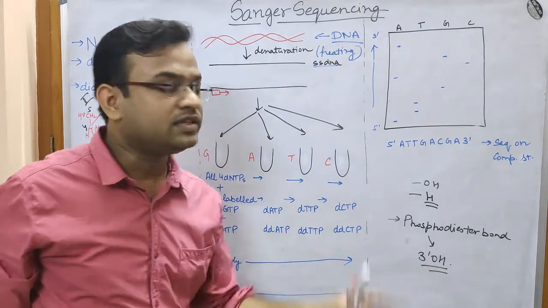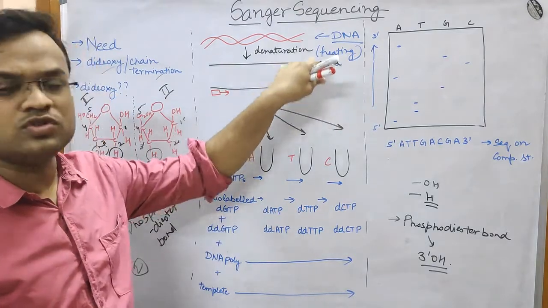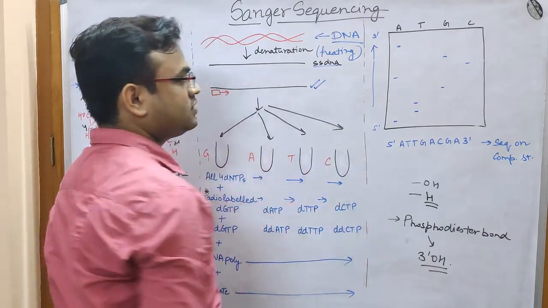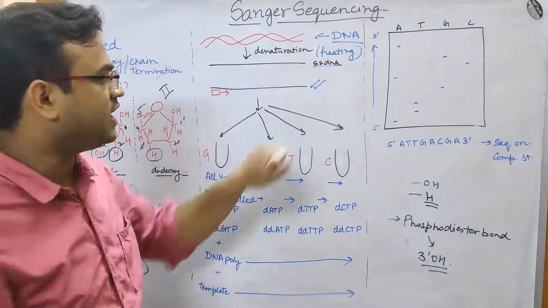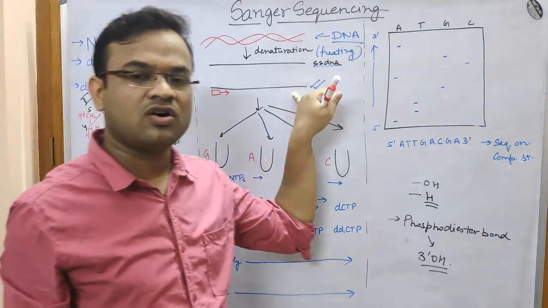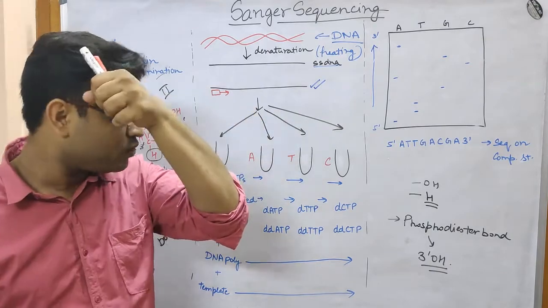So if I heat, then the strands would be denatured. Okay, so now I have got two strands. Suppose I need to sequence this particular strand. I am in need of knowing the position of each nucleotide in this particular strand. Now what would I do?